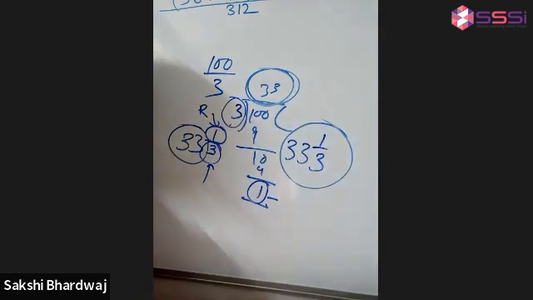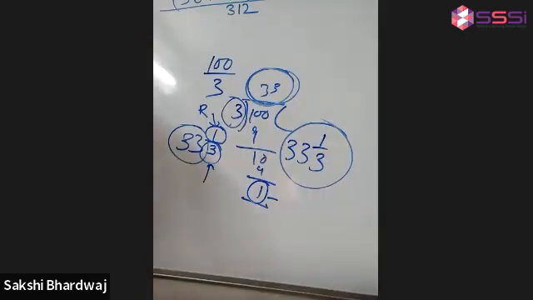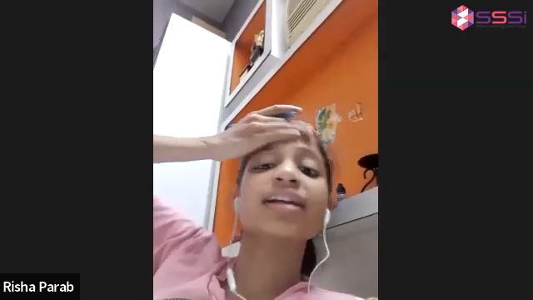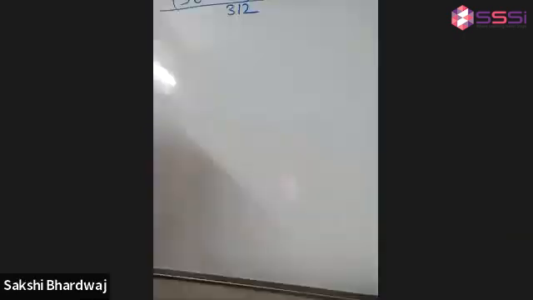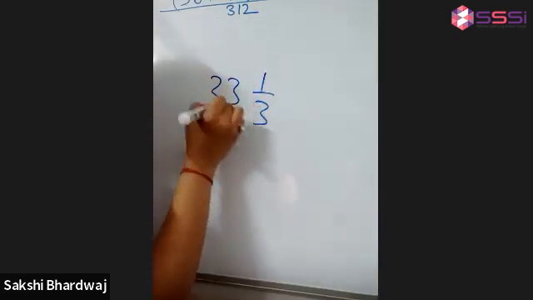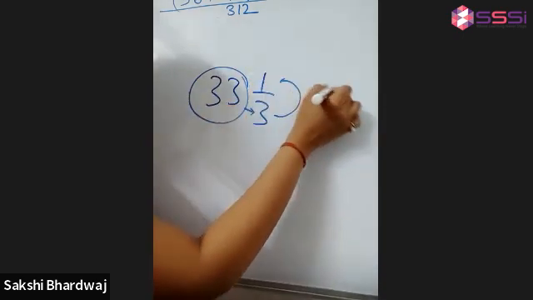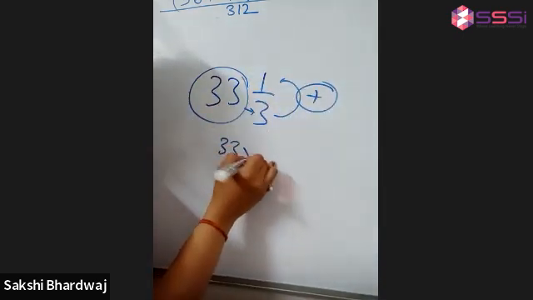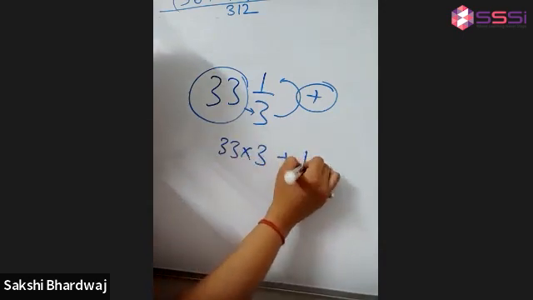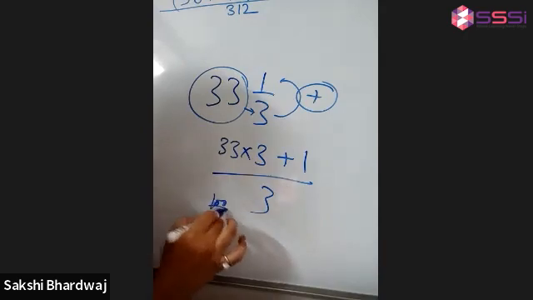And how to make it a simple fraction if you have that? That is 33 into 3 plus 1 upon 3. You will multiply this by this, then add this. 33 multiplied with 3 plus 1, divided by 3. Okay. 100 by 3.